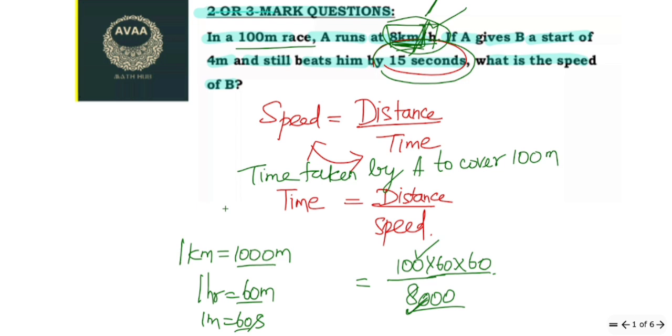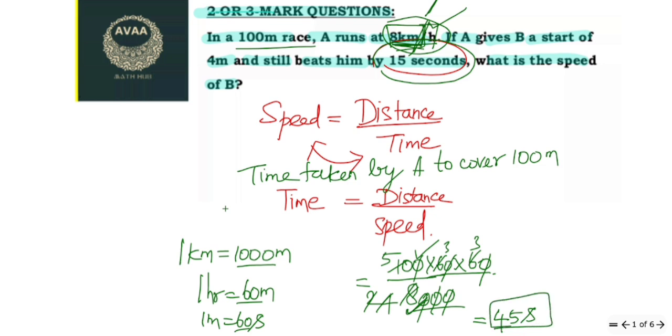Now we'll simplify this. We need to cancel as much as we can. 2 goes into 8 4 times, here 5 times. Again 2 goes into 4 2 times, here 3 times. Again 2 goes into 6 3 times. So we are getting 45 seconds.